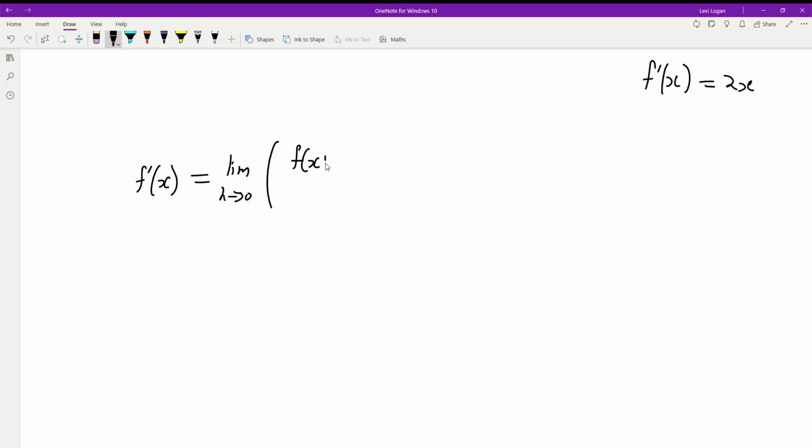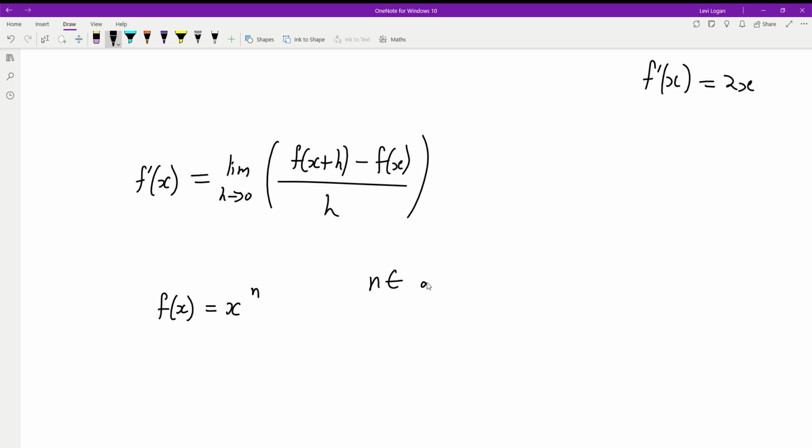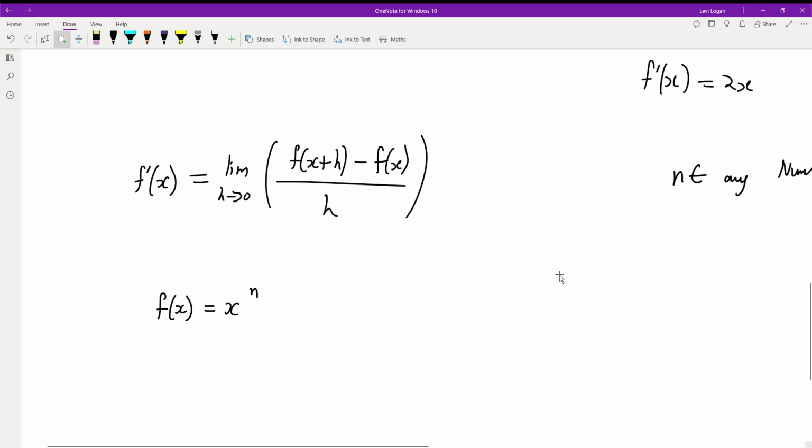Now we want to start finding some shortcuts to find the derivative of functions very easily, rather than constantly plugging into here. So what we're going to do is pick the most generic case. f of x is equal to x to the power of n, and n is any number that isn't 0. So all we're going to do is plug this f of x into our first principles and see what we get. So f of x plus h will be x plus h all to the power of n.